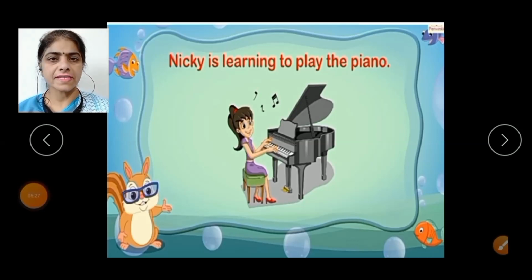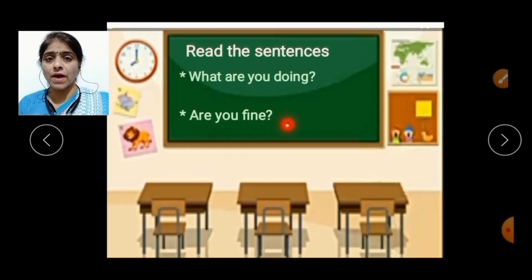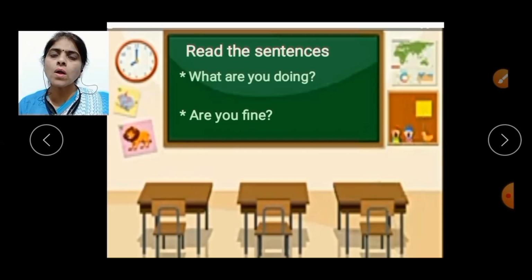Now let's have the next slide. Dear students, in this slide also we are having some sentences. Let's read them. The first one is, what are you doing? After that, are you fine? As you can observe, these sentences ask something, and also they are having a question mark at the end. So these are questions, and all the types of questions are interrogative sentences.